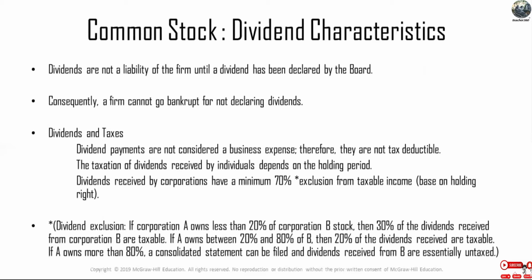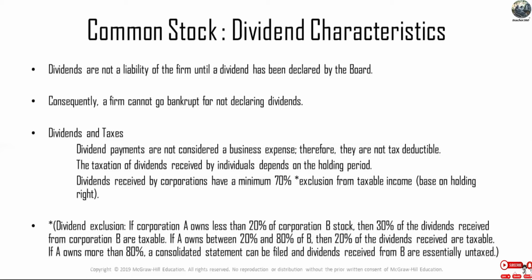Common stock dividend characteristics. Dividends are not a liability of the firm until a dividend has been declared by the board. Consequently, a firm cannot go bankrupt for not declaring a dividend. A company may declare a dividend or may not declare a dividend. For this, they will not go bankrupt. Dividend payments are not considered a business expense, therefore they are not tax deductible.